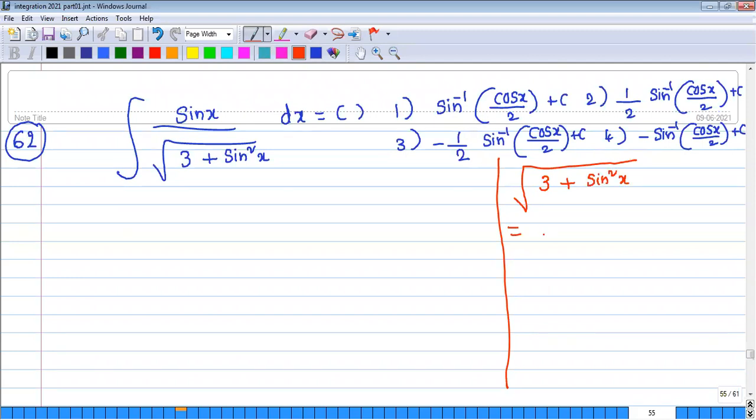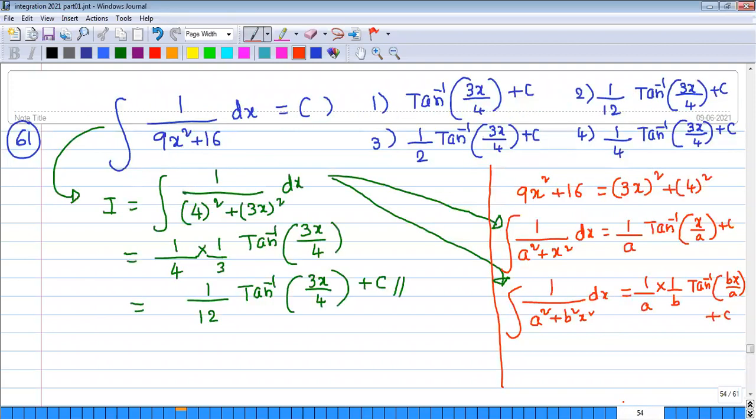Sir, what's your problem number 61, sir? Once Problem number 61, sir. previous page. Yes, sir. Okay, sir.